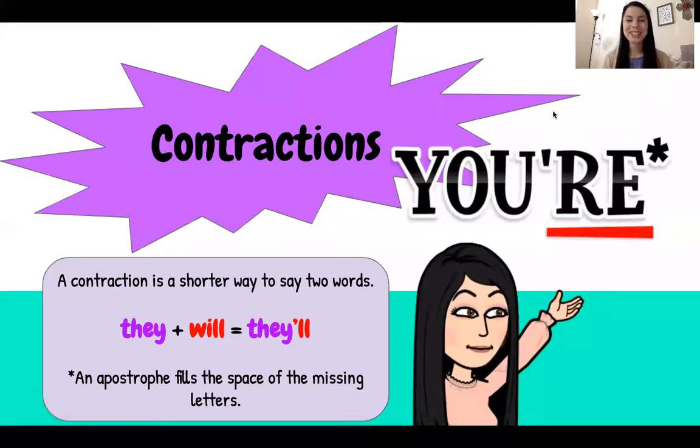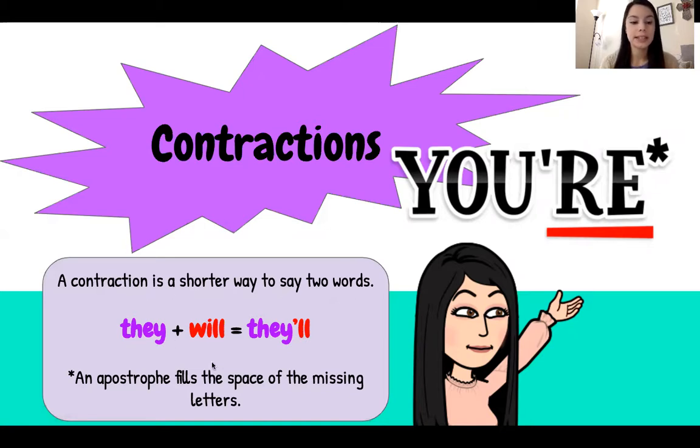Good morning, third graders. So last week we worked on homophones, words that sound the same but have different meanings. This week we are moving into contractions. Okay, now contractions are shorter ways to say two words. So you'll only see one word and you'll only say one word, but really that one word is two words joined together. Okay, so a contraction is a shorter way to say two words.